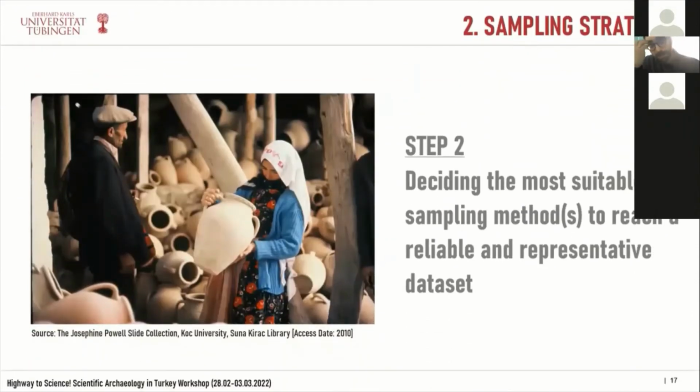Then the second important step in research method is deciding the most suitable sampling method to reach a reliable and representative data set.